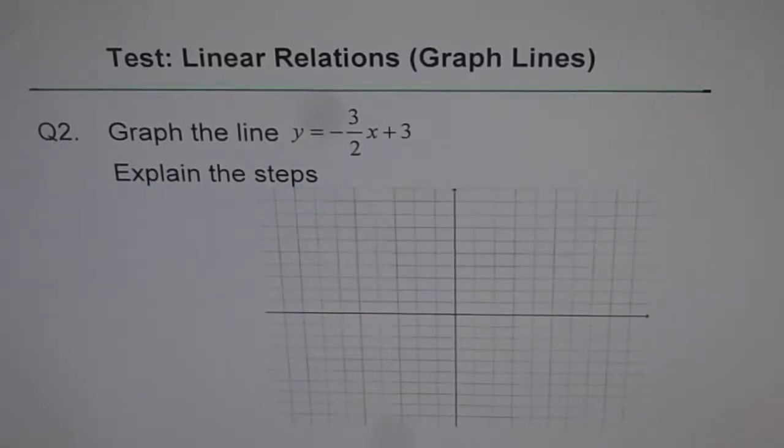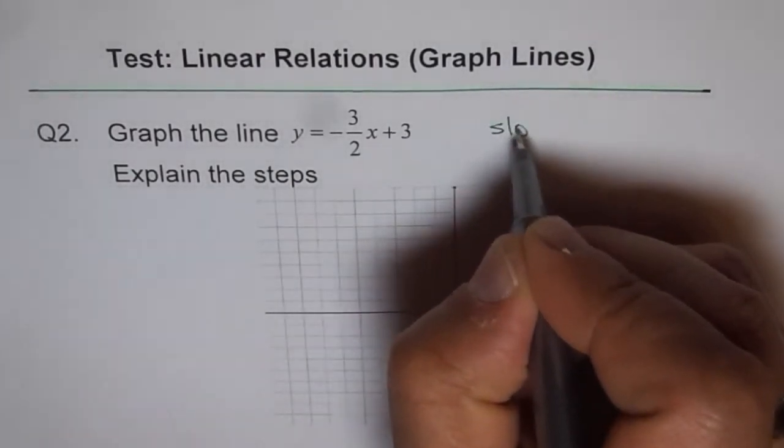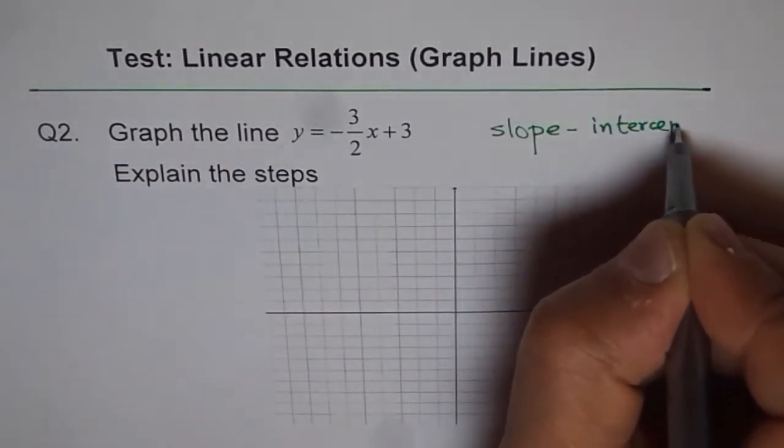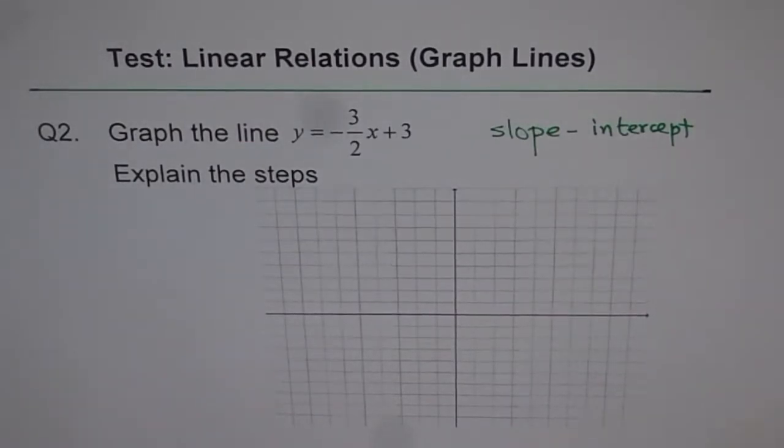Linear relations. So we are trying to understand how to graph a line when a linear relation is represented in different forms. Question number 2. Graph the line y equals to minus 3 over 2x plus 3. Explain the steps. Now here we are given the equation in slope-intercept form, right? So this form is called slope-intercept form. Now if the equation is given in slope-intercept form, then how to draw the line? This is what we will discuss now.